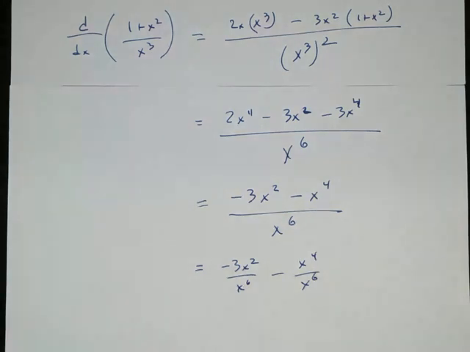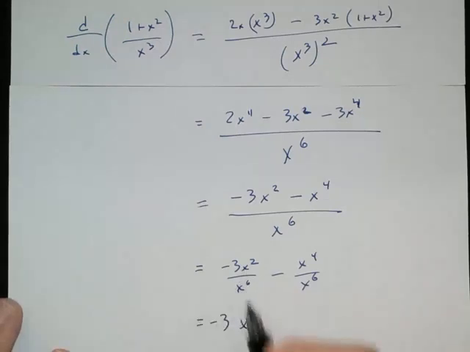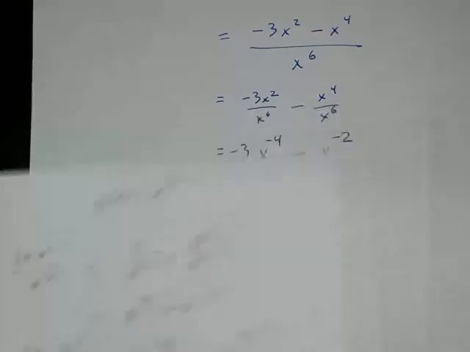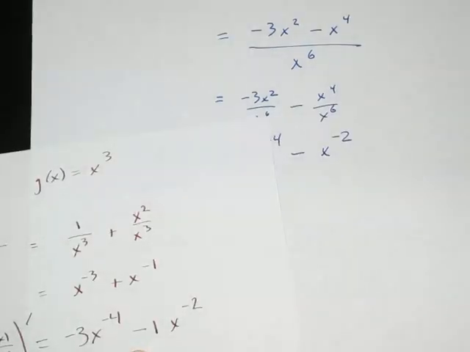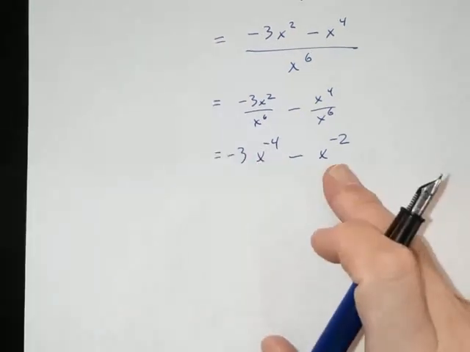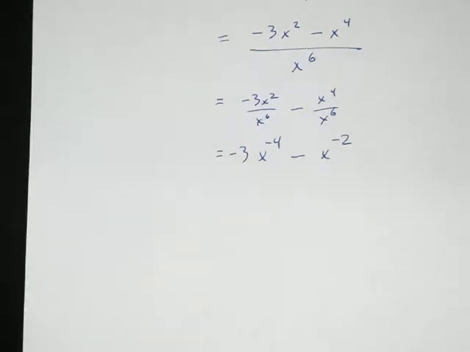I subtract the powers. So x to the second over x to the sixth becomes x to the 2 minus 6. X to the fourth over x to the 6 becomes x to the 4 minus 6. Wait a second. Lo and behold, that's the same thing we got last time. Minus 3x to the minus 4 minus 1x to the minus 2. It did work and give me the exact same thing.